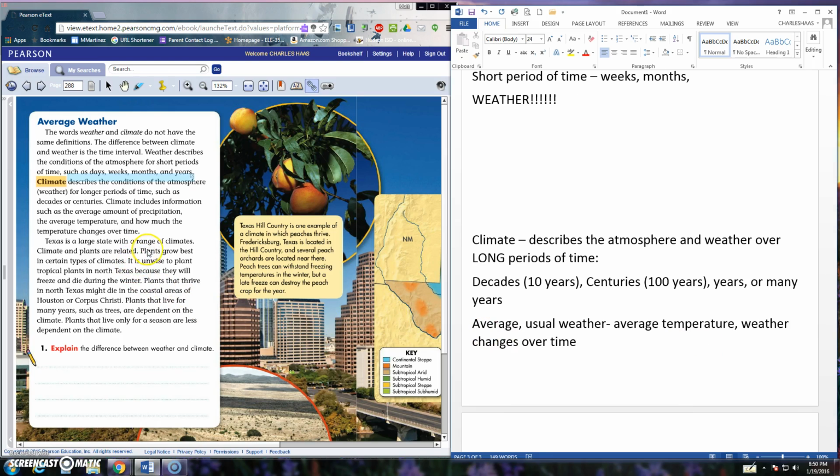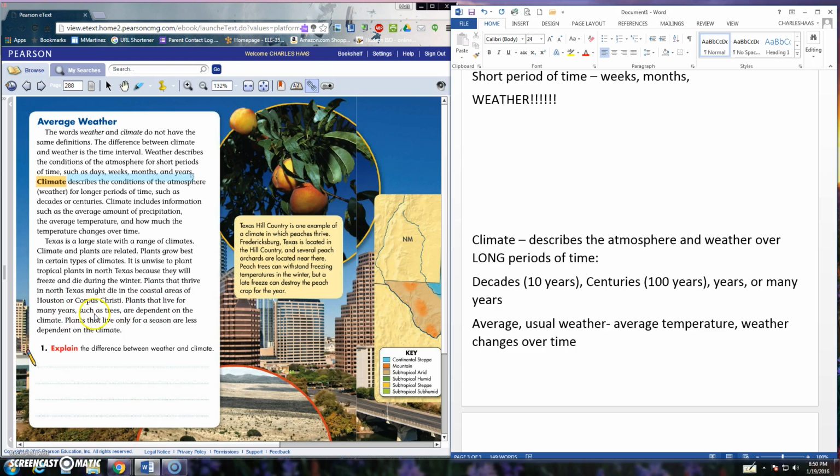Texas is a large state with a range of climates. Climate and plants are related. Plants grow best in certain types of climates. It is unwise to plant tropical plants in North Texas because they will freeze and die during the winter. Plants that thrive in North Texas might die in the coastal areas of Houston or Corpus Christi.